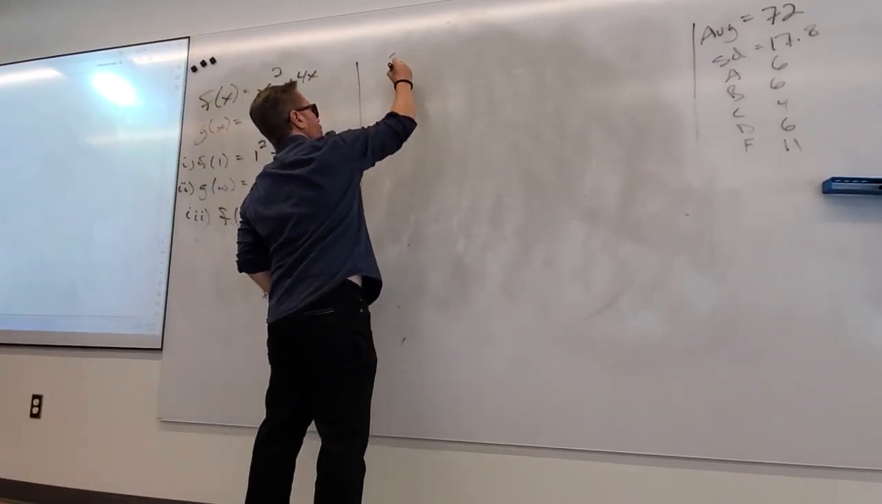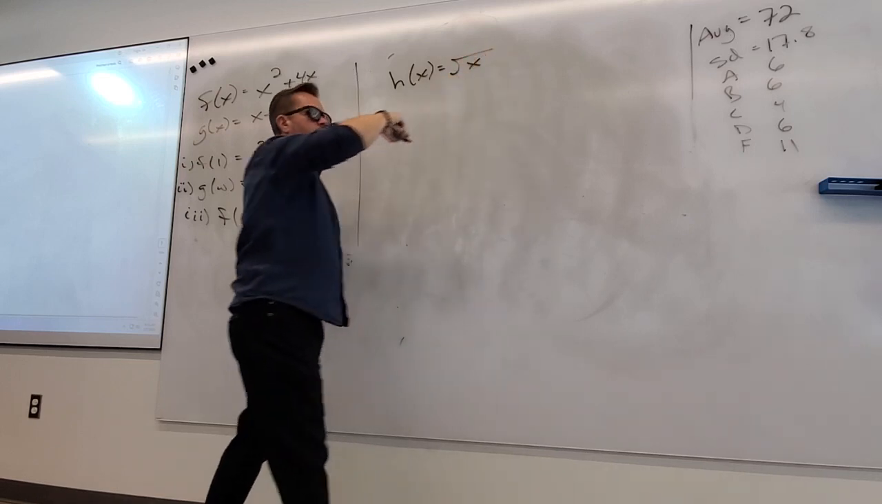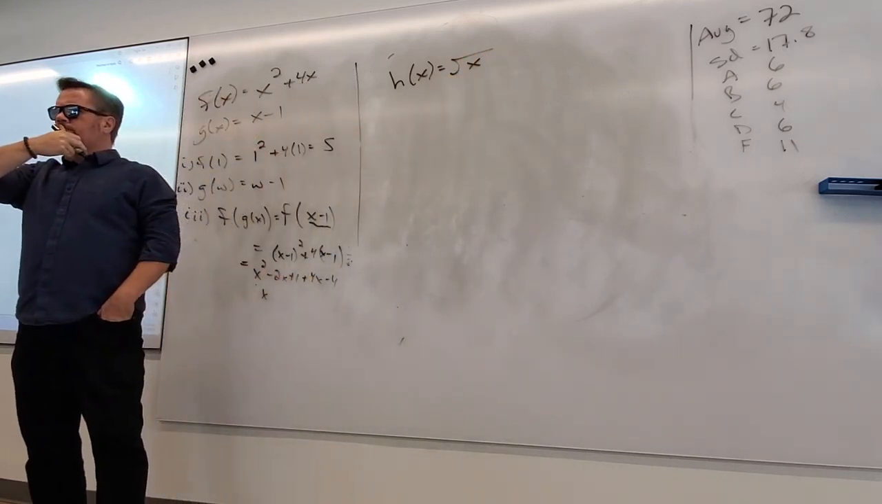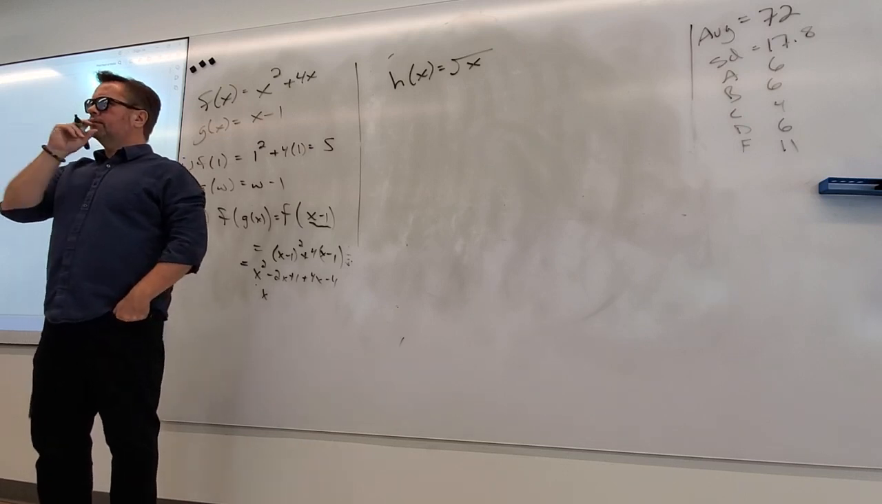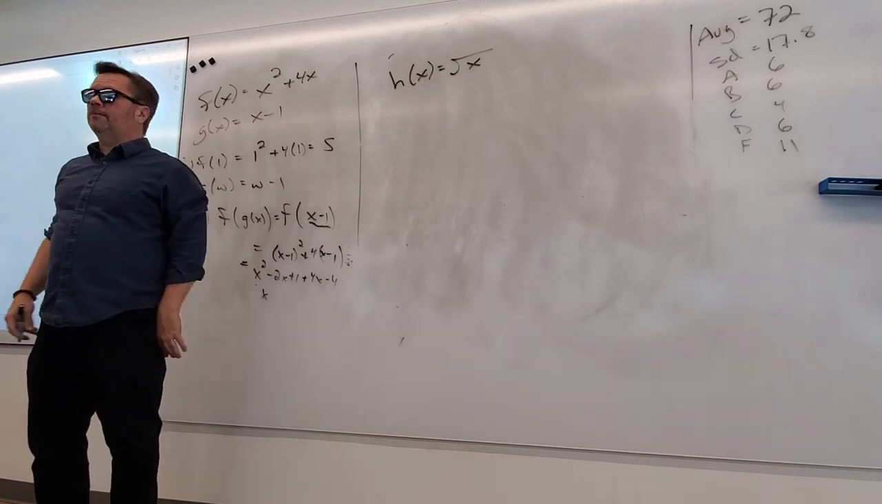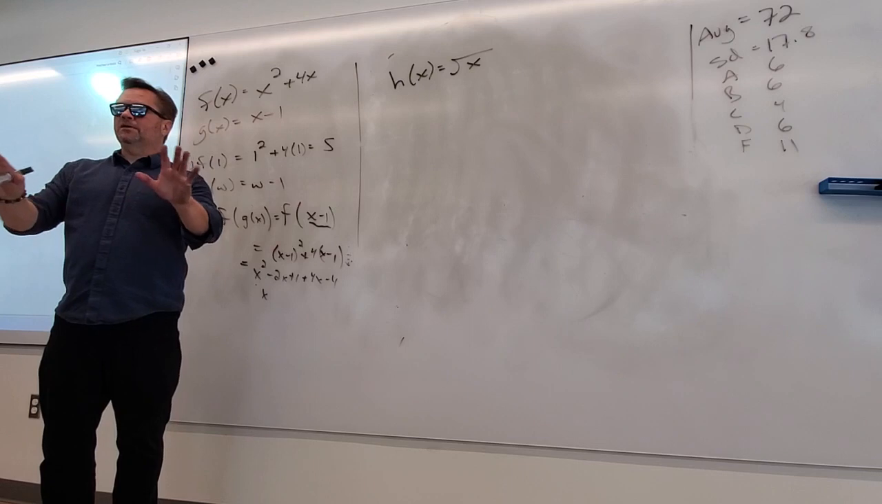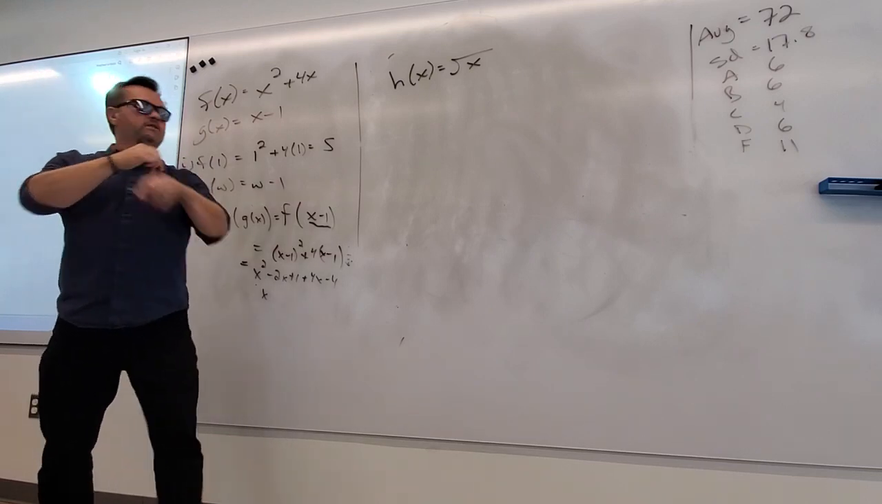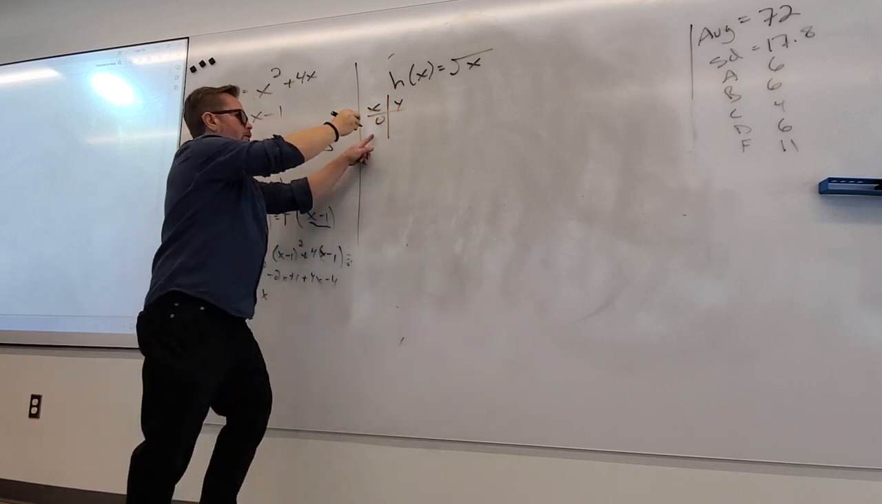Does anyone know what this function looks like if I graph it? Anybody know what shape that has? What's the smallest number I could put in there and make it real? Because I don't want to graph complex numbers, unless you do. The lowest thing I can put in is 0. So let's make a little table of values. 0. Help me out. 1 makes sense.